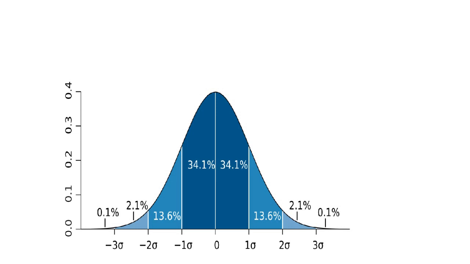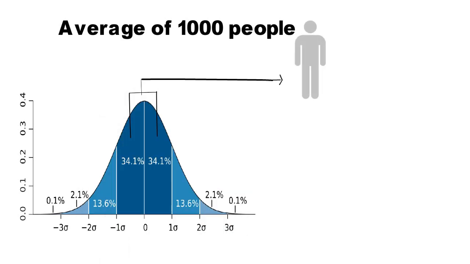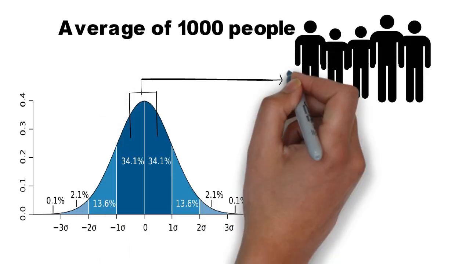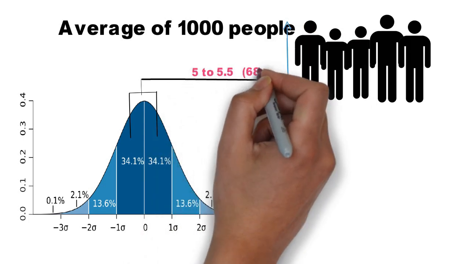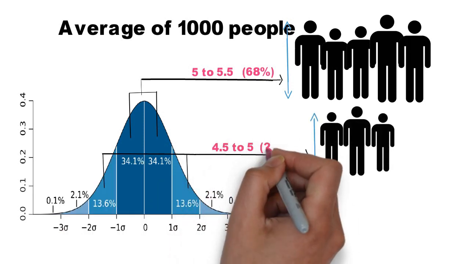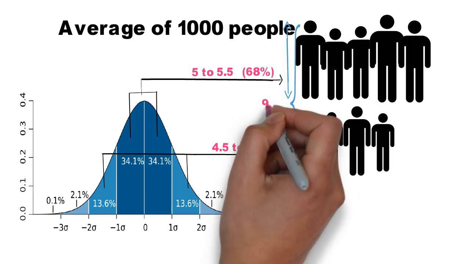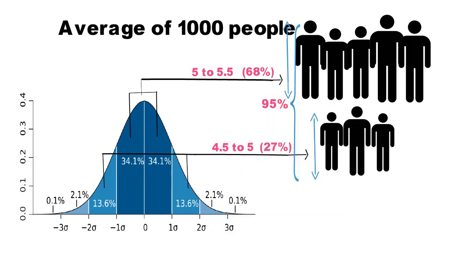Standard deviation means, if I measure the height of 1000 people, what would be the average height of the 1000 people, and below and above average height. Let's see. The maximum number of people come under this deviation, 5 to 5.5 feet height. So 68% will come into this category. Next, 4.5 to 5 comes under this deviation. It's 26%. Now add 26 plus 68, which is equal to 95%. So 95% of the people will come under this 4.5 to 5.5 height.